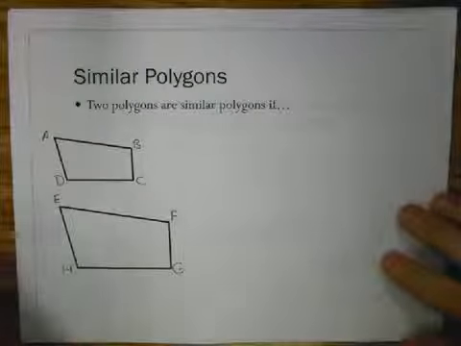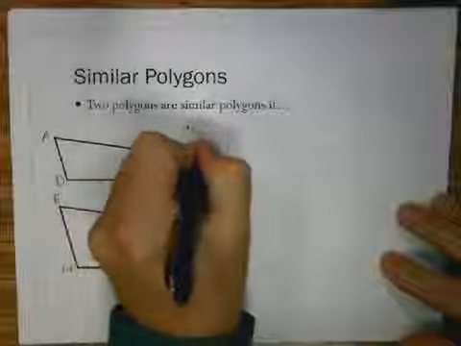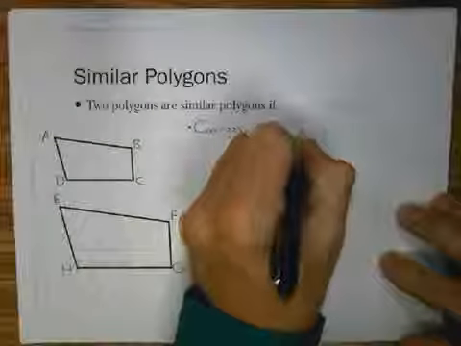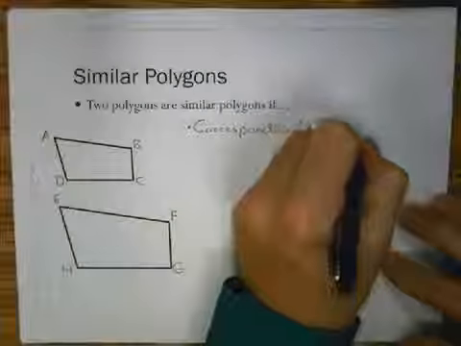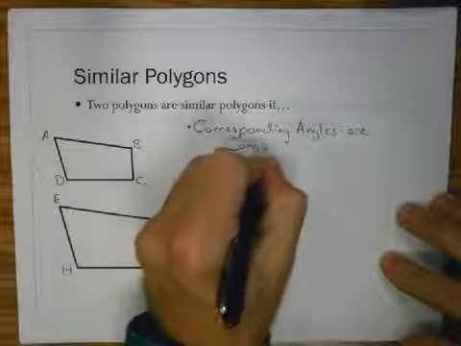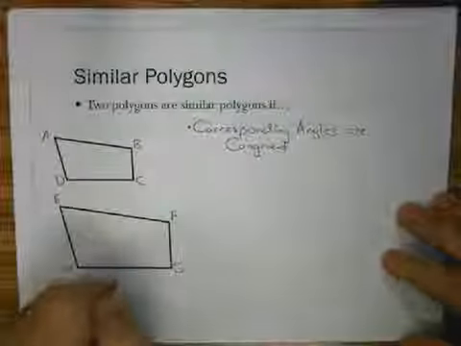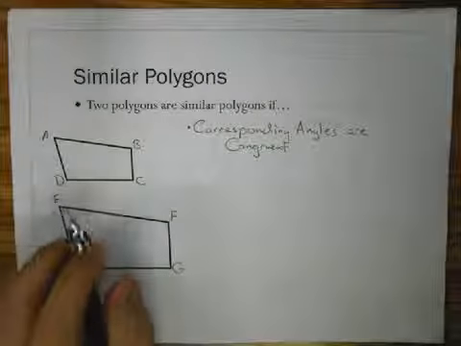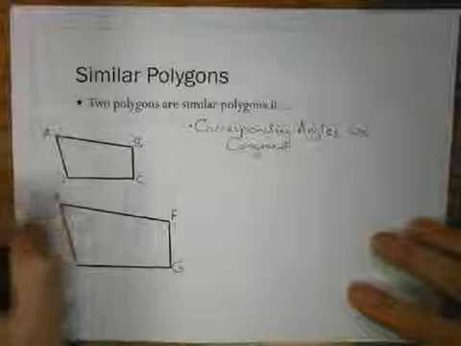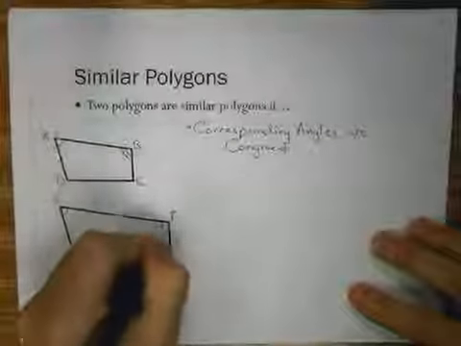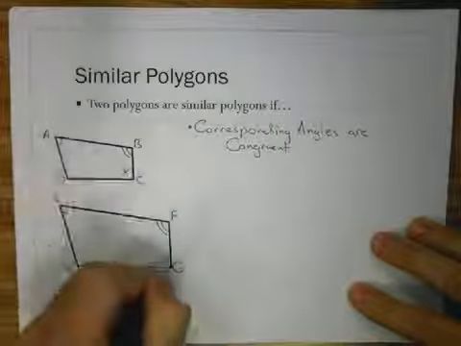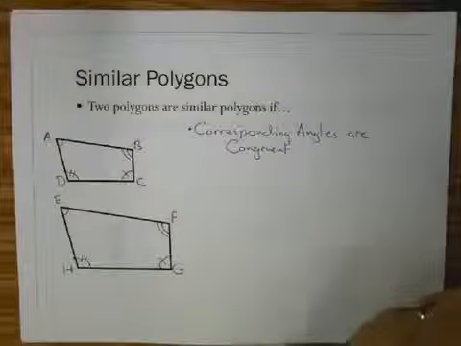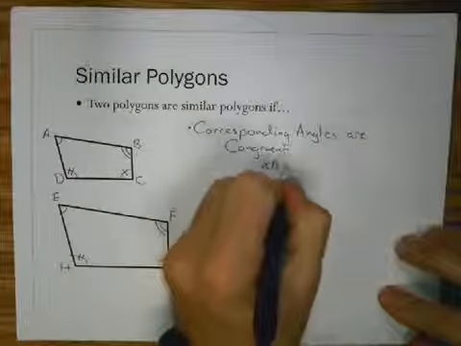By the definition, two polygons are similar polygons if we have two things. The first is corresponding angles are congruent. Just like with congruent figures, or congruent polygons, corresponding angles have to match. So we have A to E, B to F, C to G, and D to H. So we have those four angle pairs, and let's write those out.